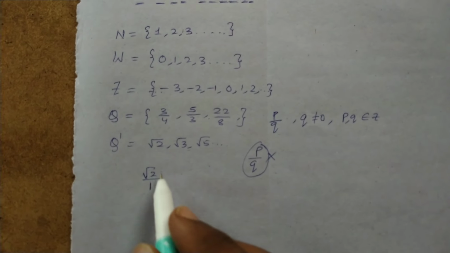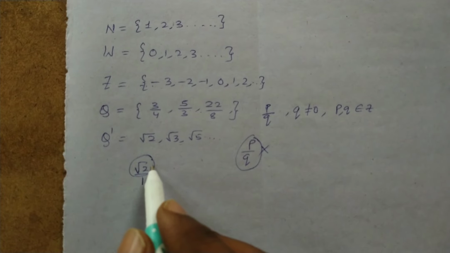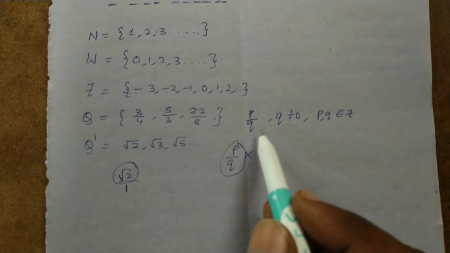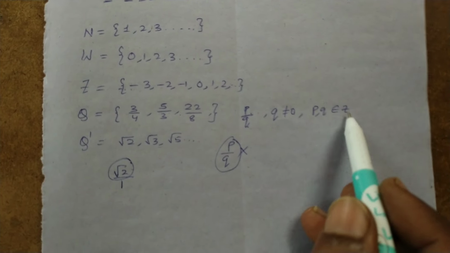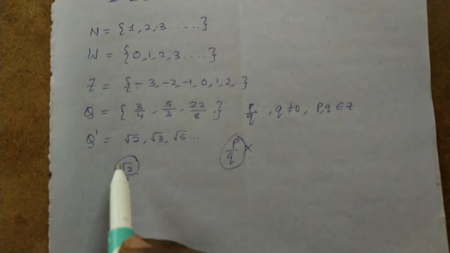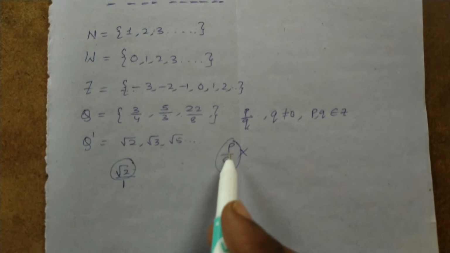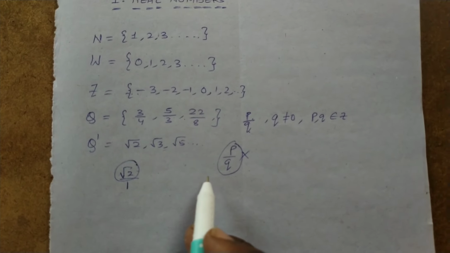No. You see, the numerator there is root 2. Root 2 does not belong to integers, right? What is the condition to be a rational number? p should belong to integers and q should also belong to integers, but root 2 here does not belong to integers. So that's why root 2 is not a rational number in the form of p by q.